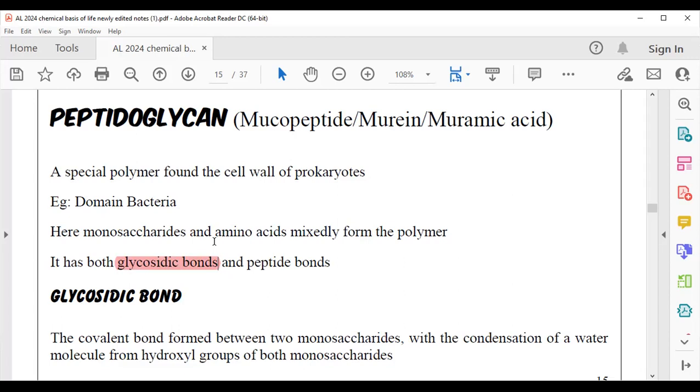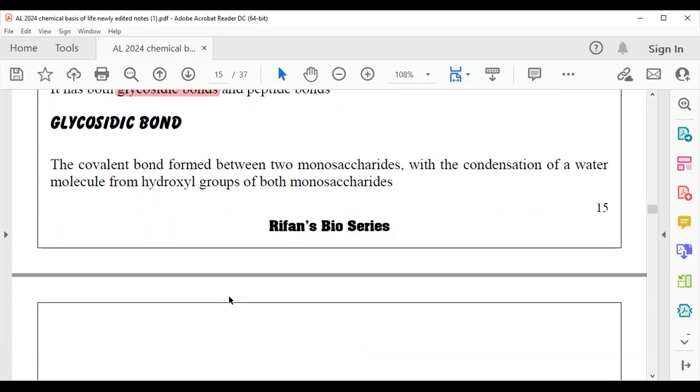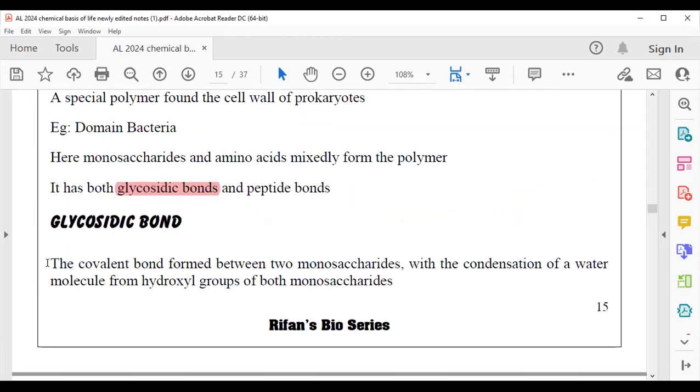Yes. Right. And finally, glycosidic bond. This is the definition for glycosidic bond. In your definition book, you need to update it. Understood?